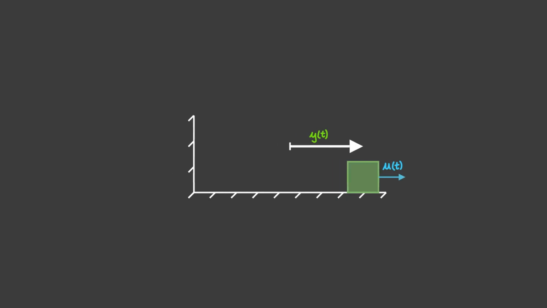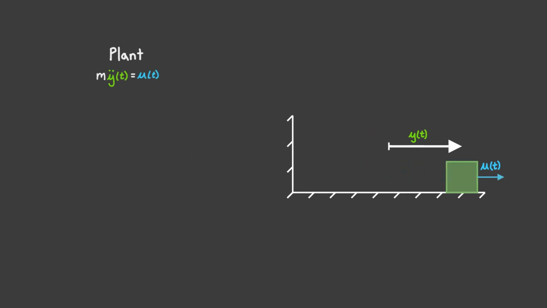Well, let's start by building some intuition by considering once again a mass m with an output displacement y of t and an input servo force u of t. Newton's law states that m y double dot of t is equal to u of t. And if we Laplace transform both sides, then we get m s squared times capital Y of s is equal to capital U of s, which means that our plant G is just Y divided by U, which is equal to 1 divided by m s squared.